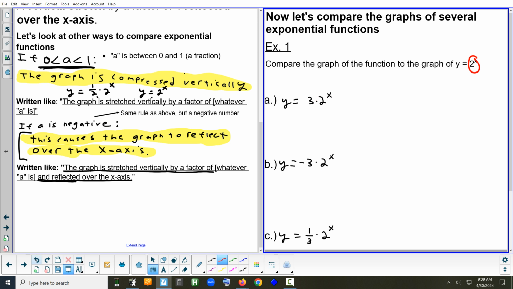Okay, so take a minute, see if you can figure out what the sentence should be for each of those. Let me see if I can scroll down so we can get D up there.